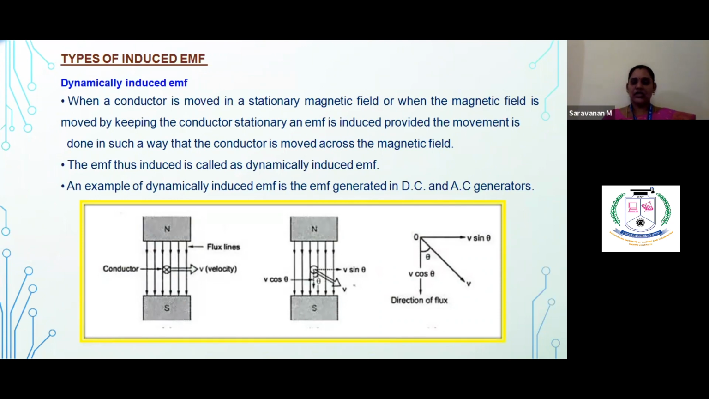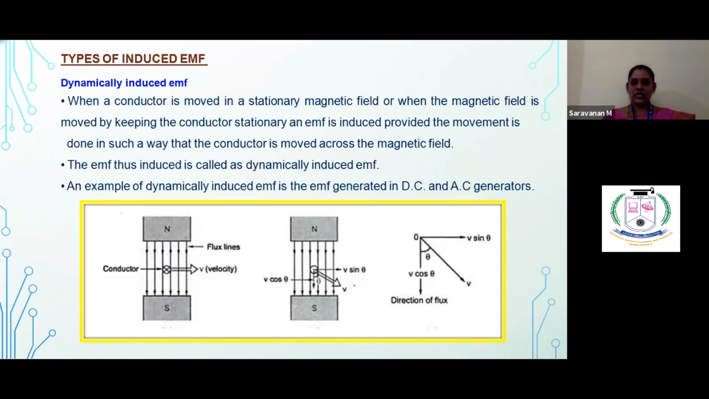Now going on to the types of induced EMF. First I started with the electromagnetic induction principle, and then I explained how it is obtained by two methods. Next I explained the induced EMF expression given by Faraday's first law, and then how to find the direction of the induced EMF using Fleming's left hand rule, right hand rule and Lenz law.